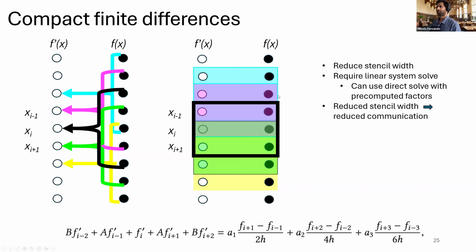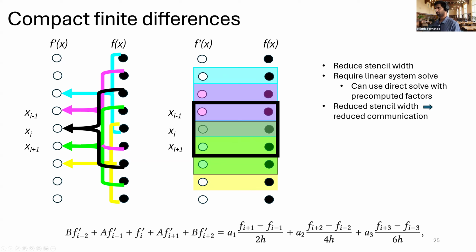In the compact finite differences, we are trying to reduce this stencil width. So why is this important? This can reduce the cost of the buffer region computation, and also it can reduce the communication, the amount of information that needs to be exchanged between the partitions.